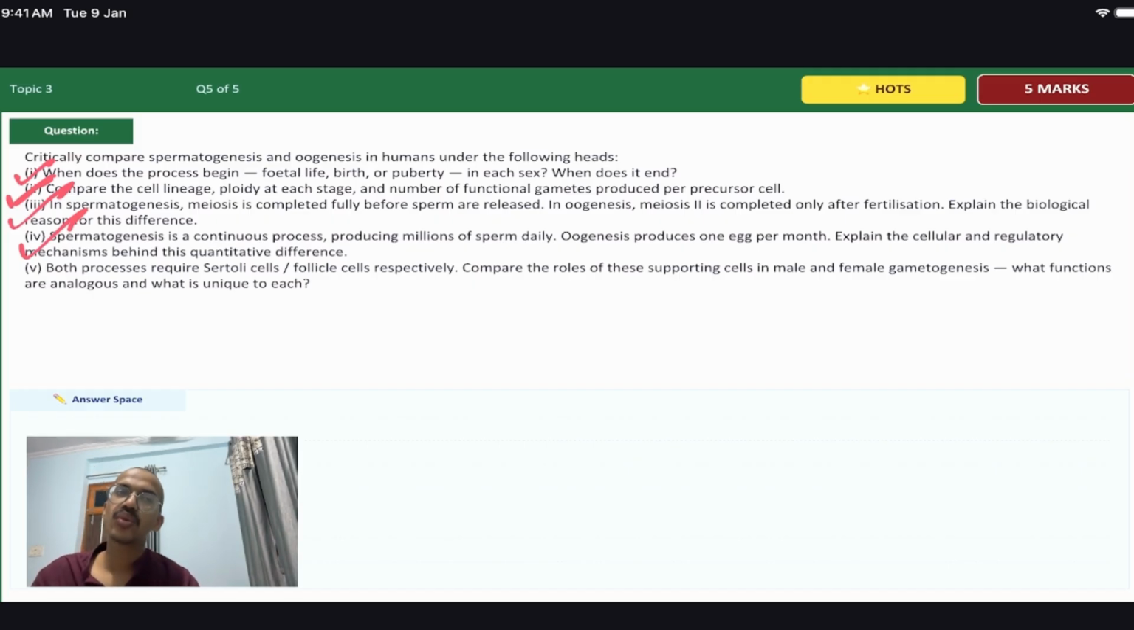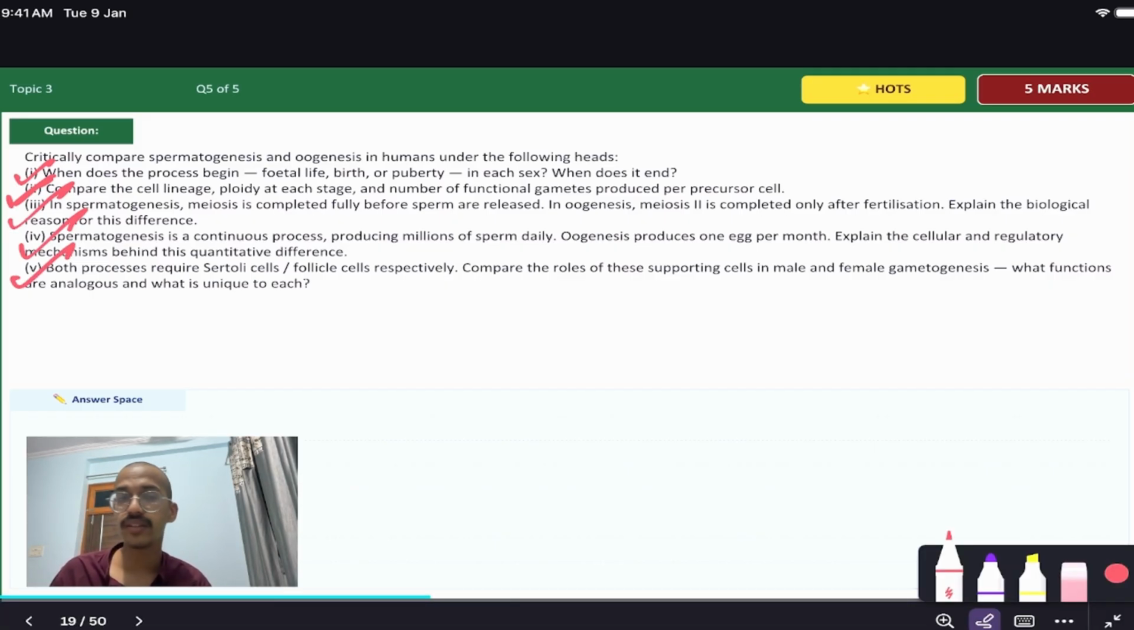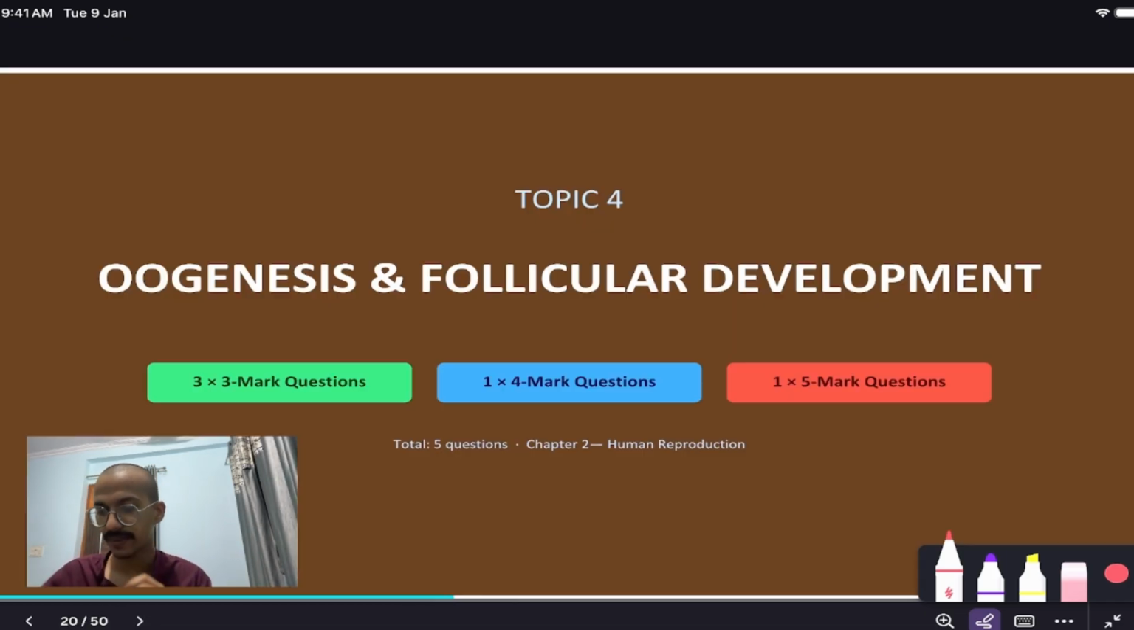Okay, in males, Sertoli cells help in what? Nourishment and all those things, you know. Follicular cells help in what? It helps in estrogen release, and with the estrogen release, it helps in making the uterine lining for the future implantation if it occurs. Okay, then what are the functions and analogies, and what is unique to each? Basic questions, you can do it. Okay, if you can't, then let me know on Telegram. I will give you the link so that you can do that.